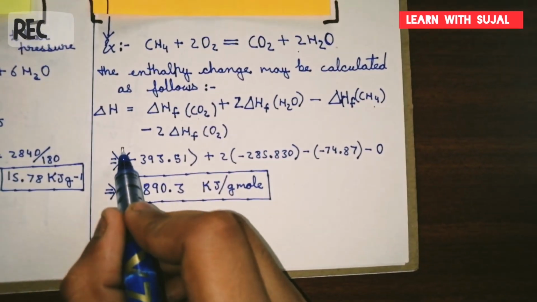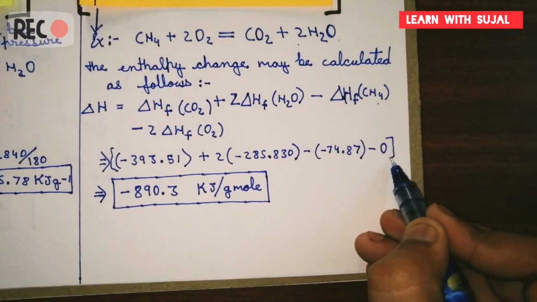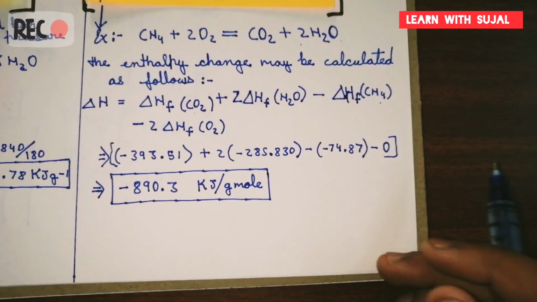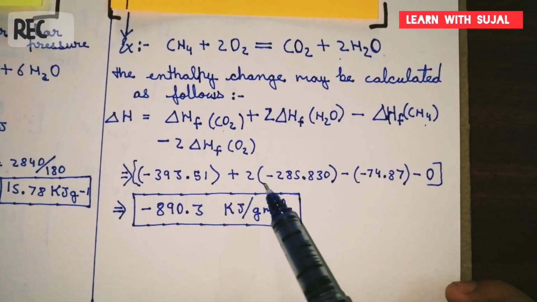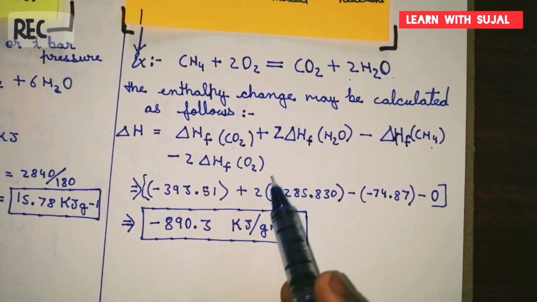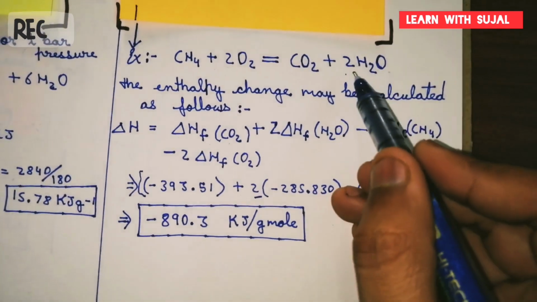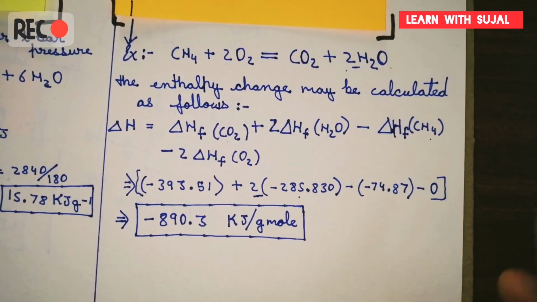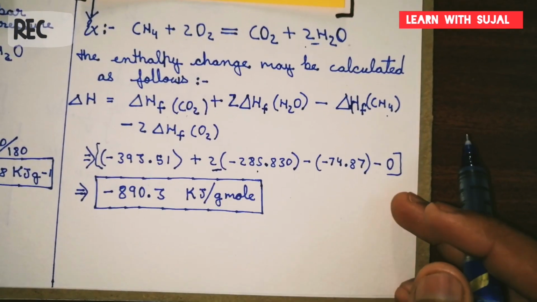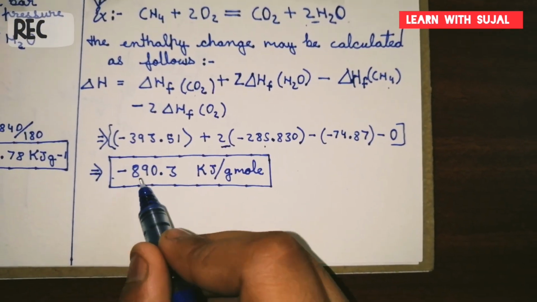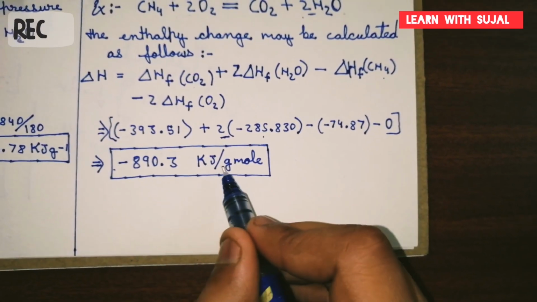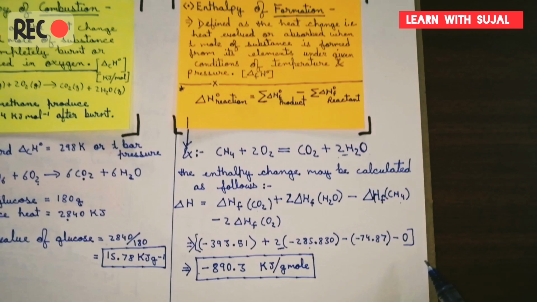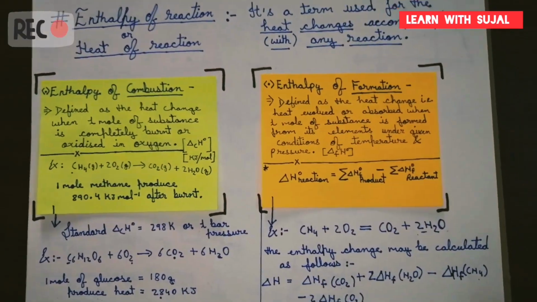They gave us this equation. You don't have to worry about these numbers, because they will be given in the questions. Here there are 2 moles, so we multiply by 2 the heat produced by H2O, minus this, and you will get minus 890.3 kilojoules per mole. Hopefully you understand the equation and these two enthalpies.